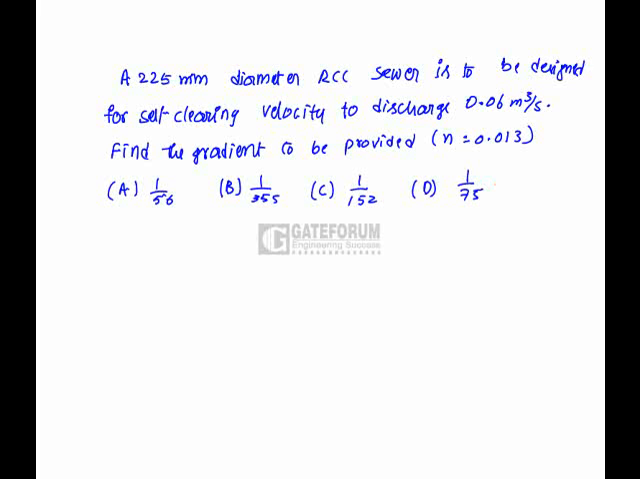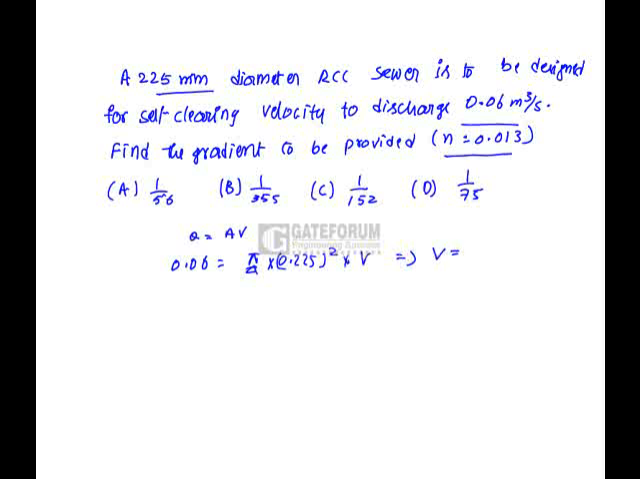A 225 mm diameter RCC sewer is to be designed for a self-cleansing velocity to discharge this amount. Find the gradient to be provided if the Manning's coefficient is given as 0.013. So we know Q is equal to AV. Q is 0.06, that is equal to pi by 4 d square, 0.225 whole square, into V. That implies V is equal to 1.51 meters per second.